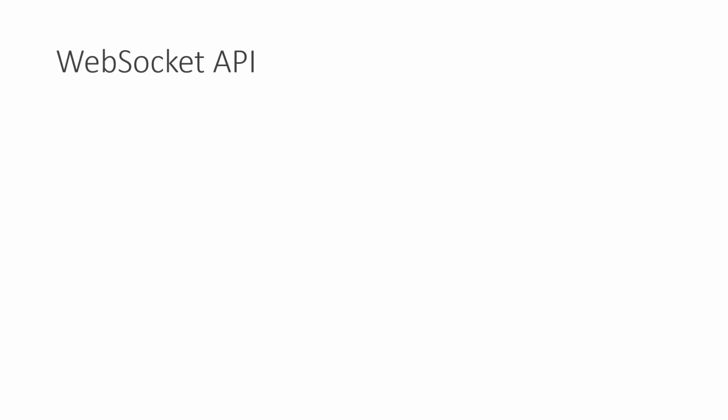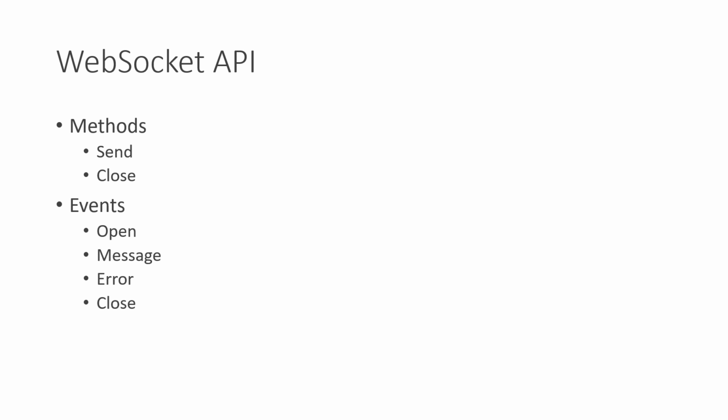Just a bit about the WebSocket API. There's only really two methods, send and close. Fairly self-explanatory, so sending messages and closing down the connection. We have 4 events. We'll get an event when the connection is opened, we get an event when there's a message, I won't go on, an event when there's an error, and an event when it closes down.